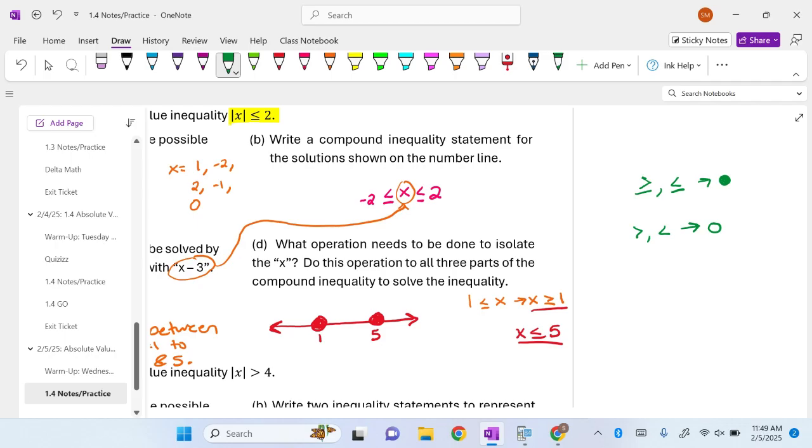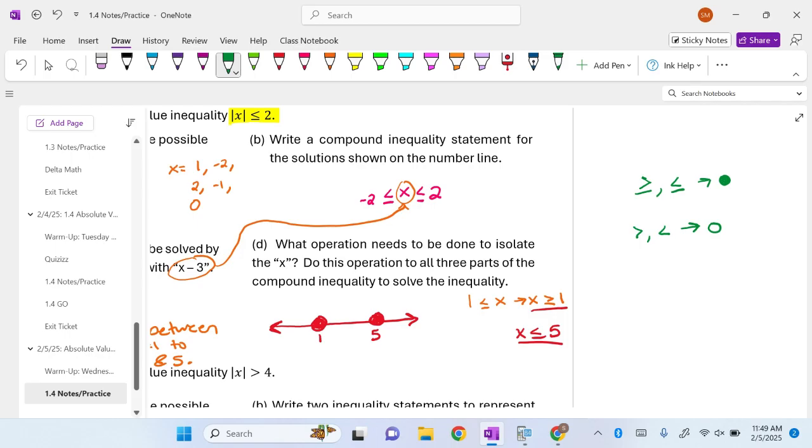Whereas a closed circle says, okay, it actually hits this number. It is equal to this number at some point. Does that make sense? So in this case, since we have those equal to signs, they're equal to those numbers, so it's a closed circle. Now, where would I shade? Where do you think?